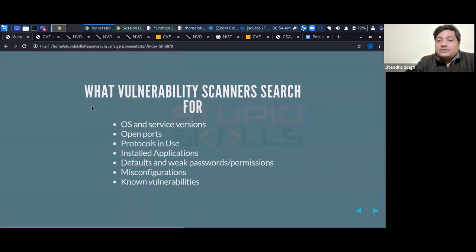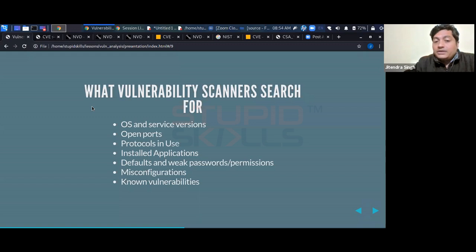So what are these scanners? What do they search for? From the previous sessions, you should be able to recollect that these tools will help you in determining the OS and service versions, all of the open ports, the protocols that are in use, and what applications are installed on the network, systems or devices.